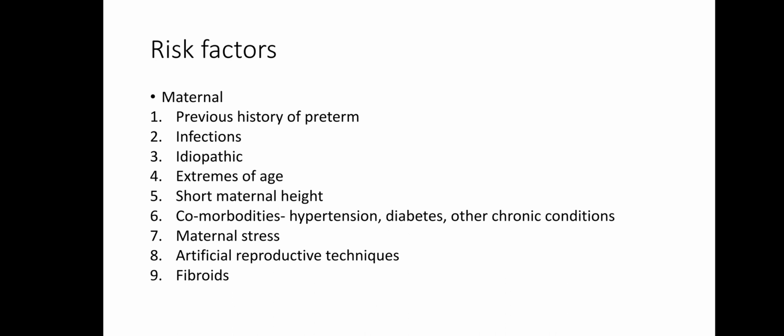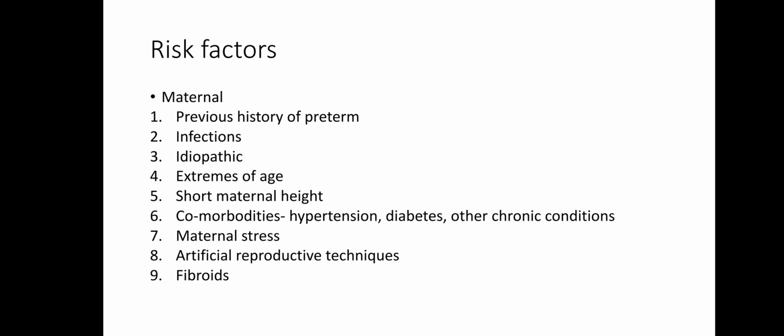Idiopathic is one of the main causes of preterm labor. We don't know the reason. Extremes of age, because of the weakness of the uterus. Teenage pregnancies have a likelihood of being delivered preterm because the uterus is not strong enough to hold the baby, so it starts contracting and wanting to expel the fetus earlier. Same for older patients, where the uterus again is weakened.